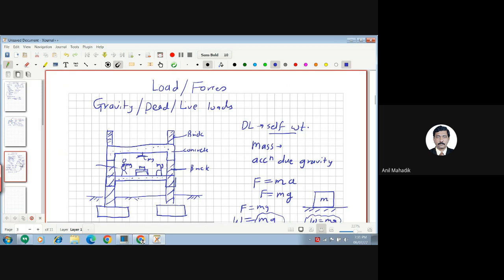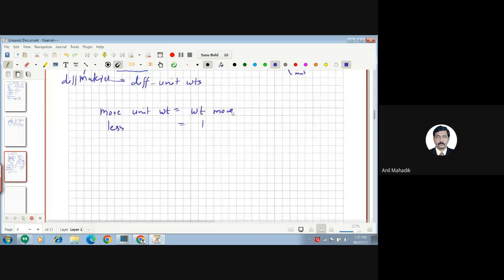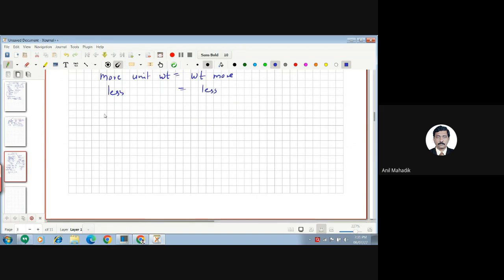Can you give me an example where the weight of one material is less and another is more for the same volume? For that, you should know some materials. We can take the example of brick, concrete, steel, and water. These are simple materials which are generally used in structural engineering. There may be other materials also, like soil. What is the general unit weight of brick? 18 to 20 kilonewton.